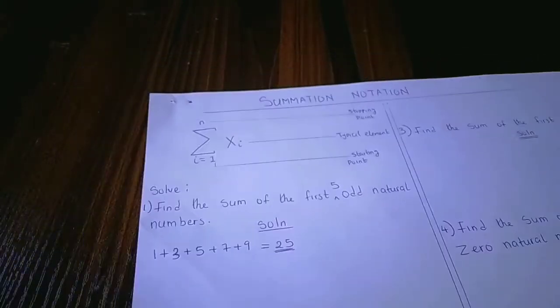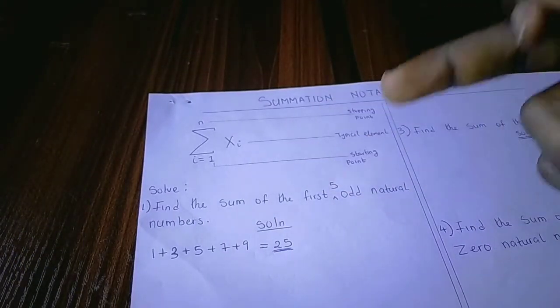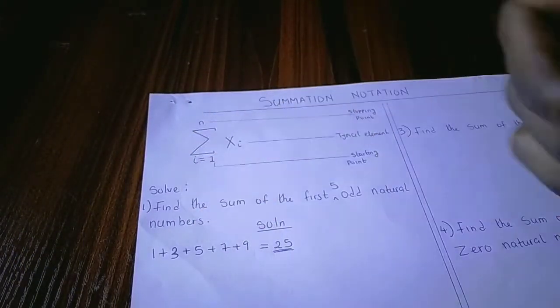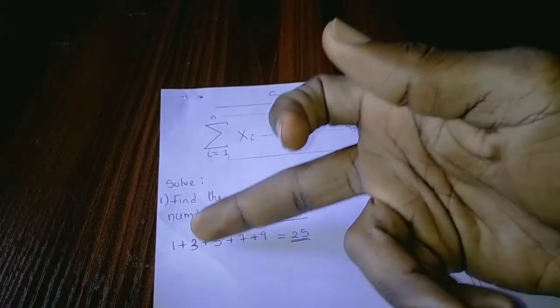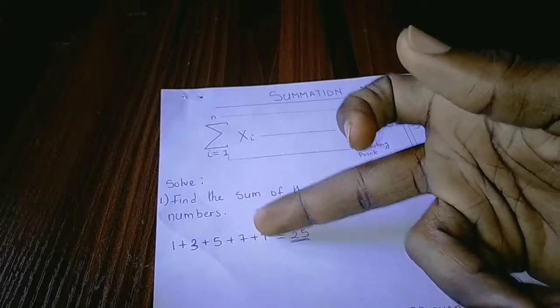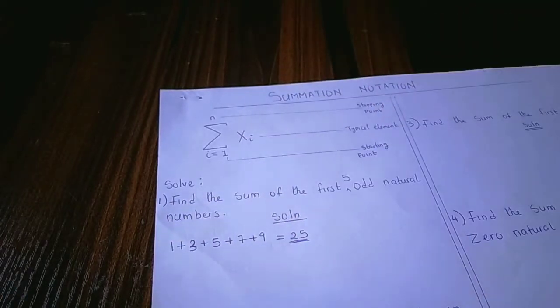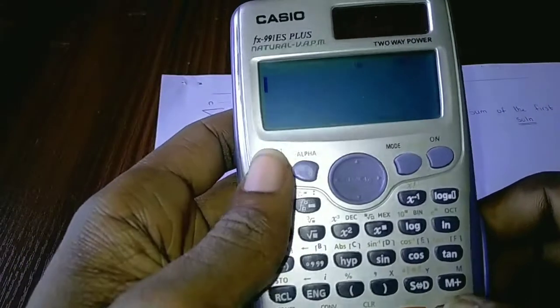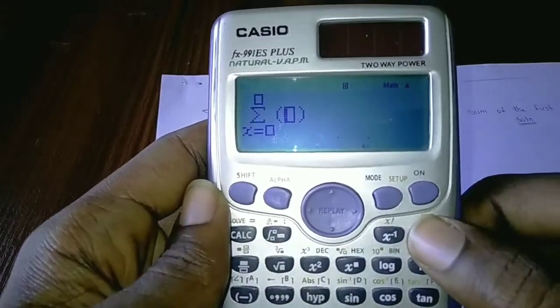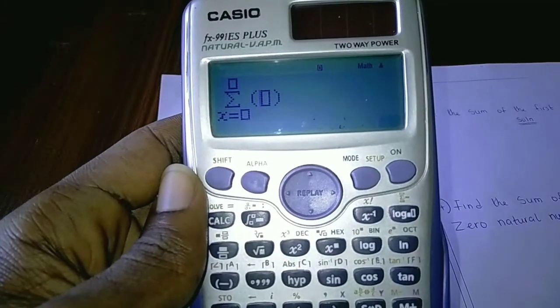So the first thing is the sum of the first 5 odd natural numbers. If you do it manually, it will take our time: 1 plus 3 plus 5 plus 7 plus 9. This is the first 5 odd natural numbers. But with your calculator, look at what you're going to do. I want you to press shift, and it will now give you the summation notation.